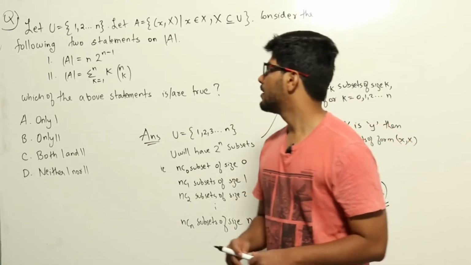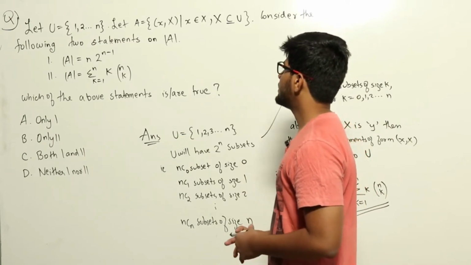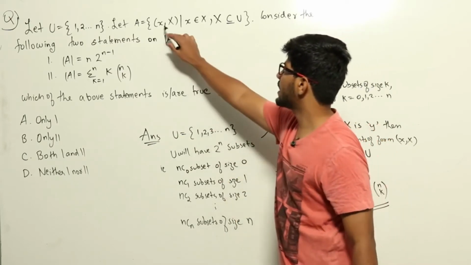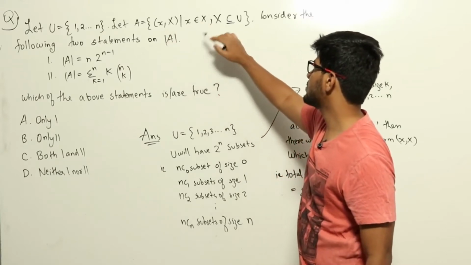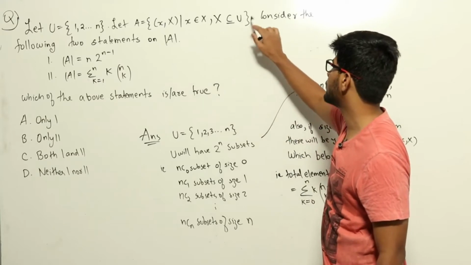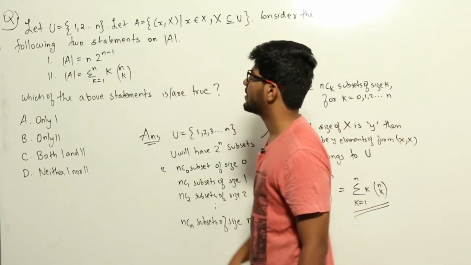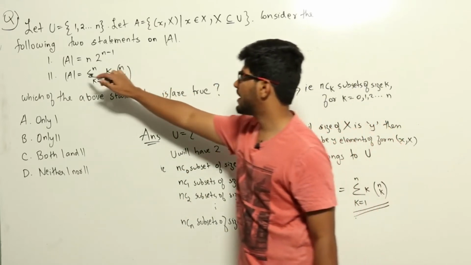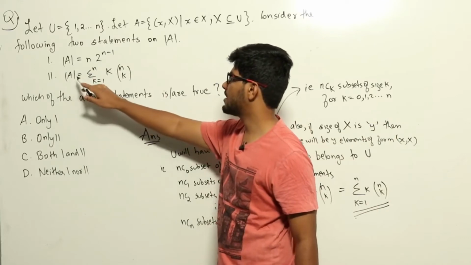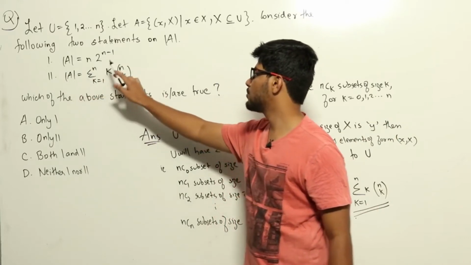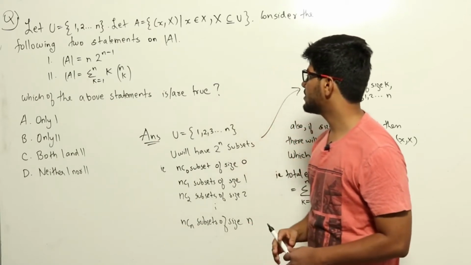Let U equal to set 1, 2, 3 etc. up to n. Let A equal to set of all elements (x, X) such that lowercase x belongs to uppercase X where uppercase X is a subset of U. Consider the following two statements on the number of elements in A. Statement 1: number of elements in A equal to n into 2 power n minus 1. Statement 2: number of elements in A equal to sigma k equal to 1 to n of k into nCk. Which of the above statements is or are true?